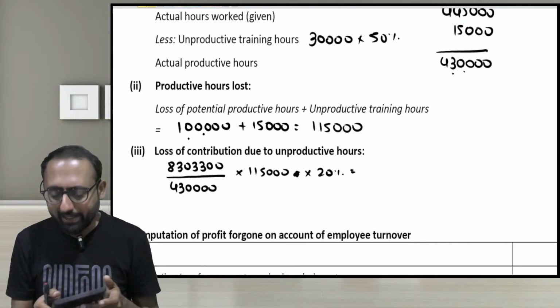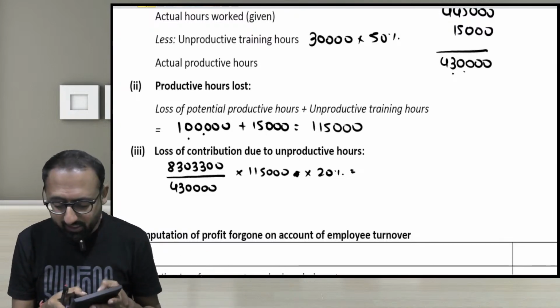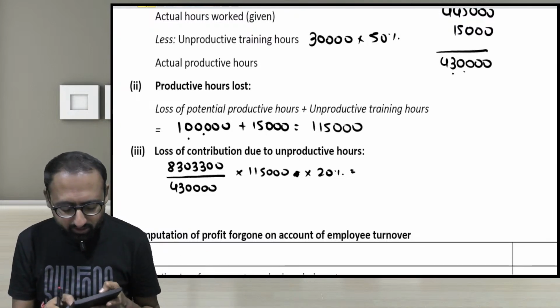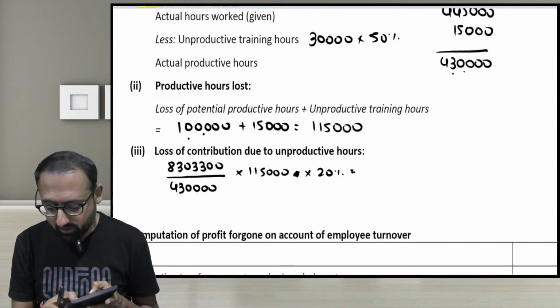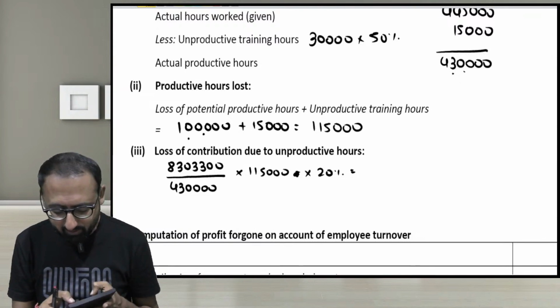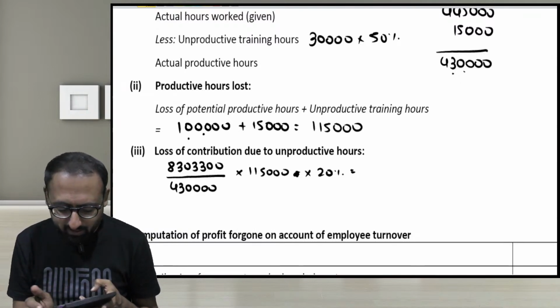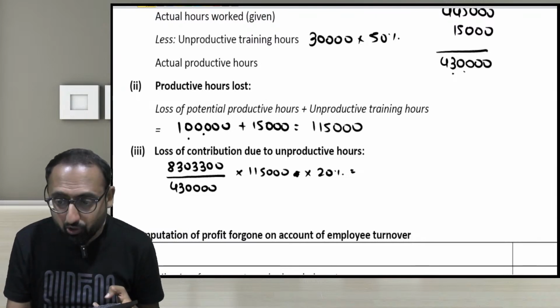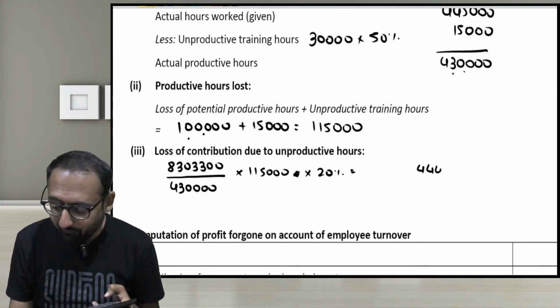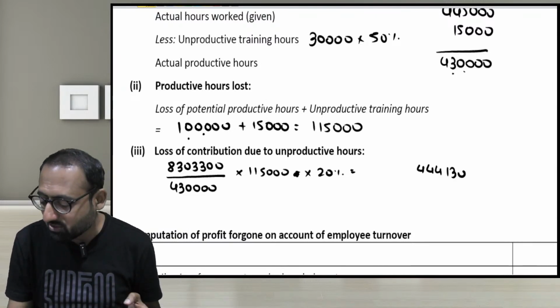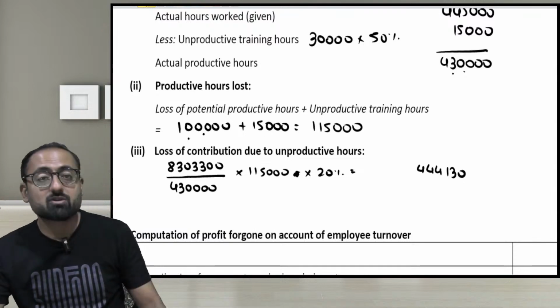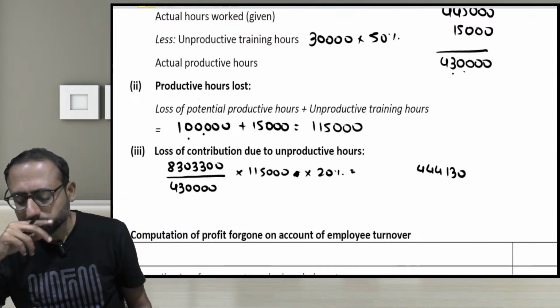Now immediately you can calculate that. 83,03,300 divided by 4,30,000 hours, multiplied by 1,15,000 hours, multiplied by 20%. You have lost 4,44,130 rupees of contribution because of those hours lost.